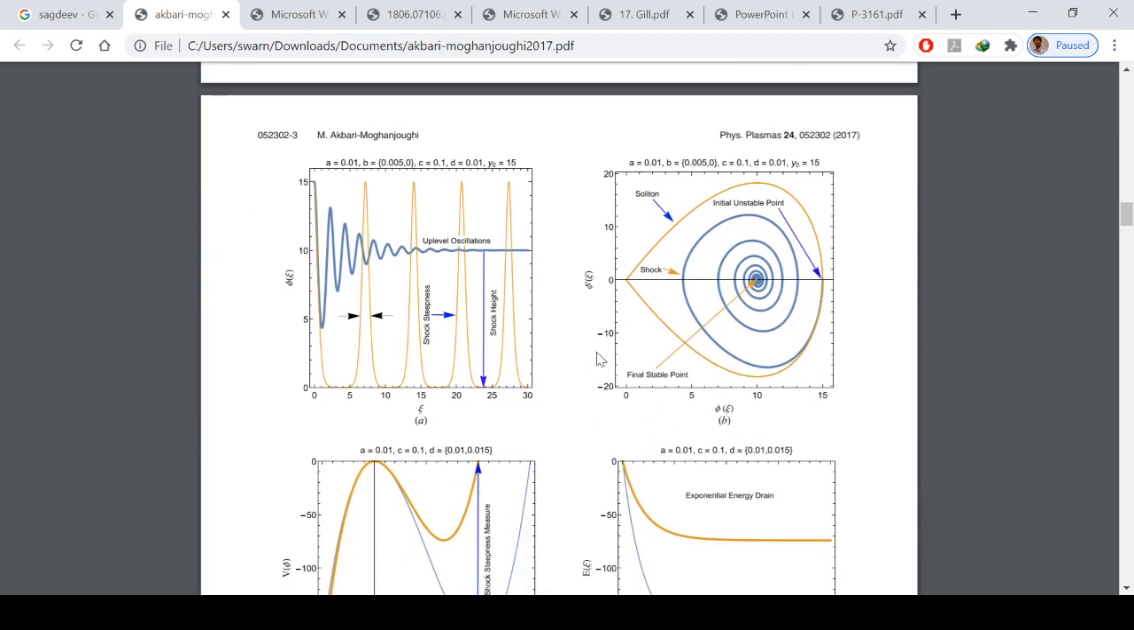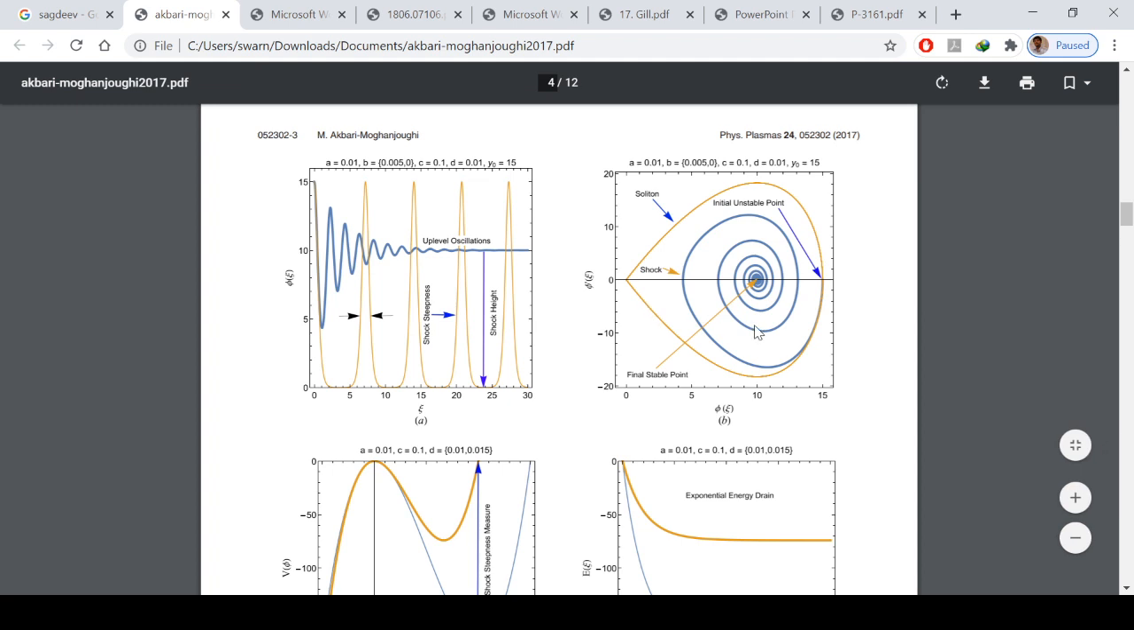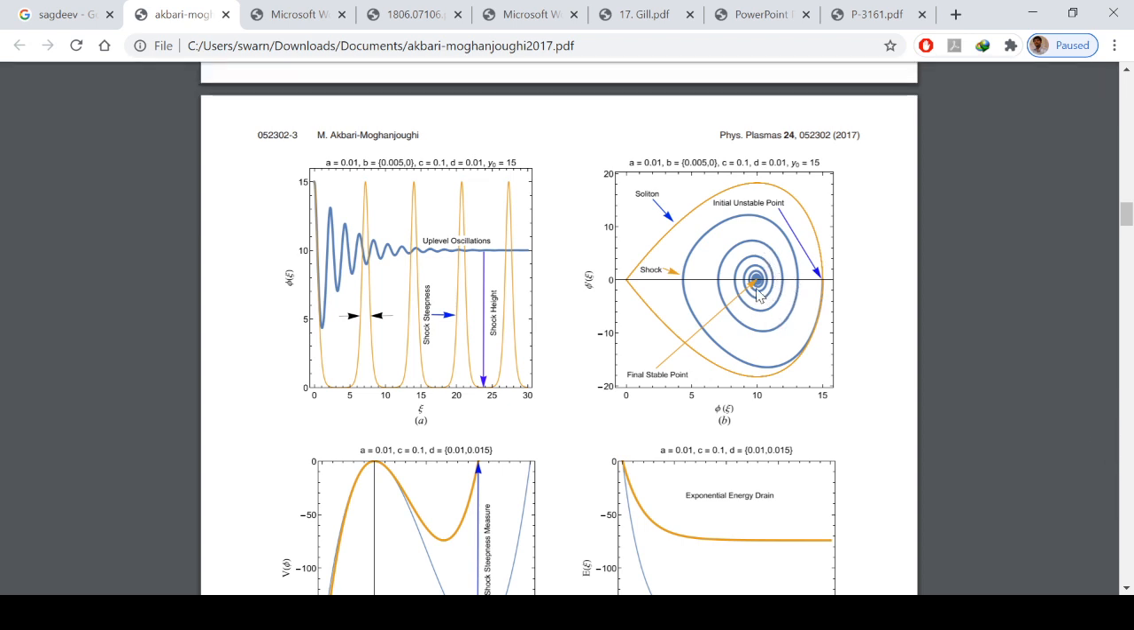Now when you get φ, the potential, in terms of ξ, and you take the first derivative, that is dφ/dξ, that is equivalent to momentum. So it is the position and momentum, and this is a phase space plot. You see here the curve is gradually inward, that is it is stable. If it is unstable, it would move outward.